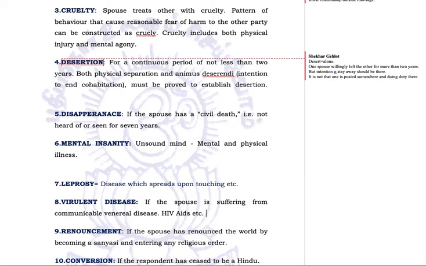Someone is having such a disease that if you cohabit with that person, the disease will transfer to you as well, and the disease is deadly. The other important thing is that both these diseases, leprosy and virulent disease, should be such that they cannot be cured. If leprosy can be cured, then you cannot take a divorce. You will have to take the cure. If a virulent disease can be cured, then you cannot take a divorce from your spouse. You will have to get the spouse treated. But suppose he is having HIV/AIDS, for which we have no treatment right now, then you can take divorce.